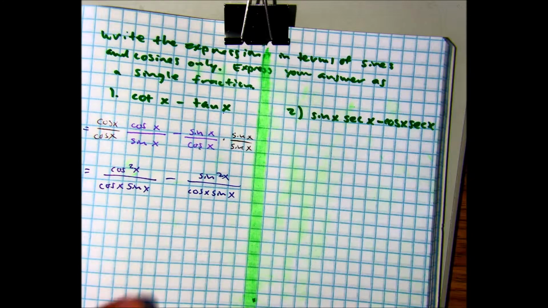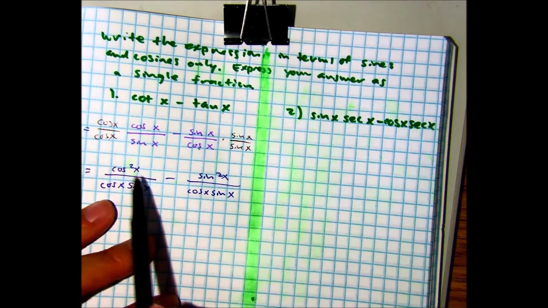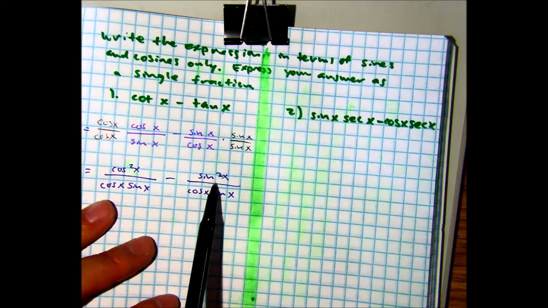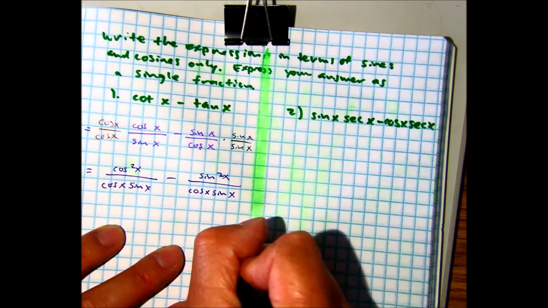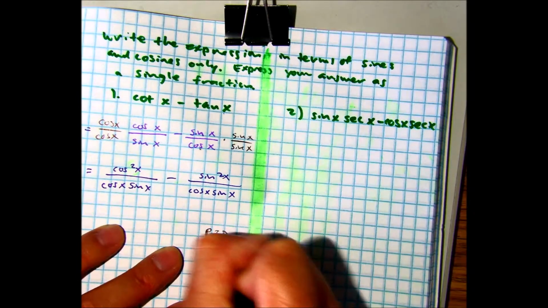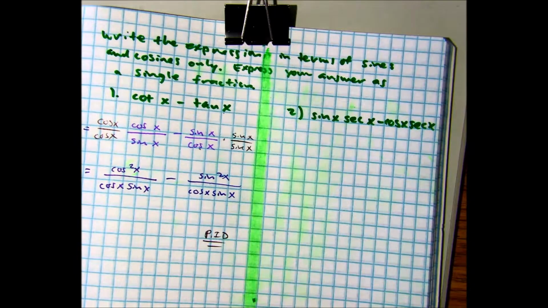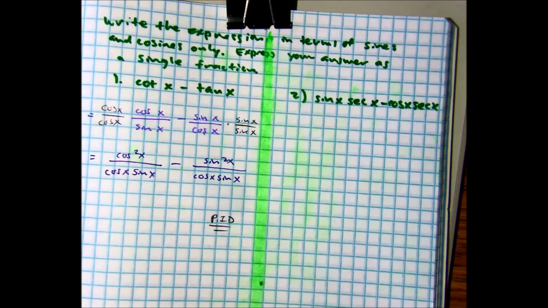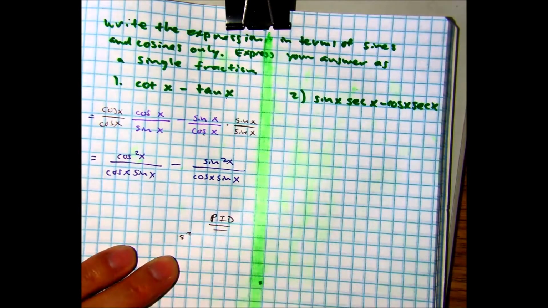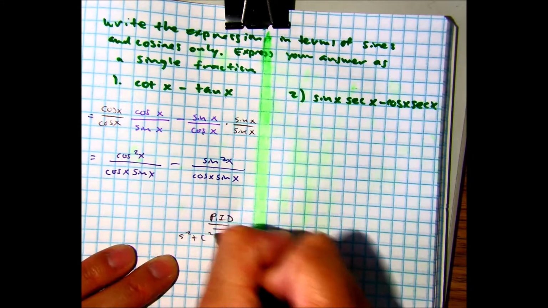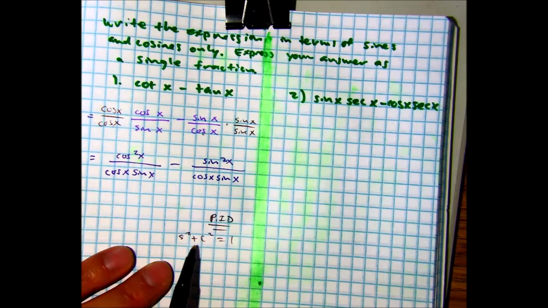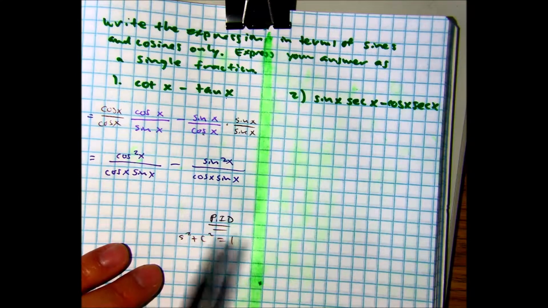Now, I'm thinking to myself that I see sine squared and cosine squared, so I'm thinking of the Pythagorean identity, but let's see if we have to use it or not. David, what is the Pythagorean identity that has cosine squared and sine squared? Sine squared theta plus cosine squared theta equals 1. These are abbreviations. Don't use abbreviations on your quizzes or tests.